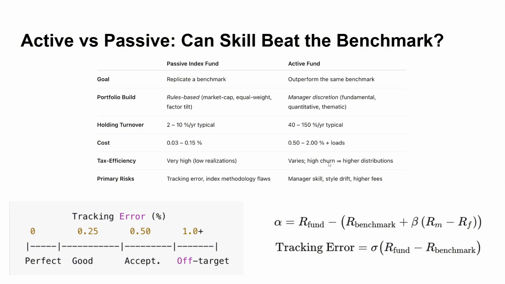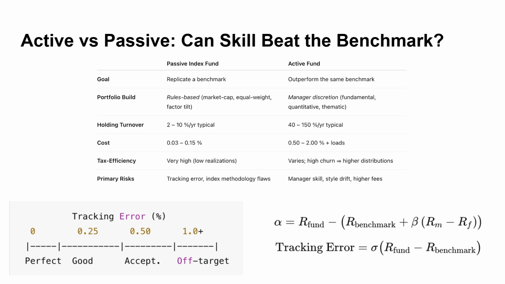Active versus passive. Can skill beat the benchmark? A passive index fund is a rulebook, not people. It follows a transparent methodology, usually market-cap weighting. So if Apple is 6% of the S&P 500, it's 6% of the fund. Turnover is minimal and costs hover near zero. Because trades happen mostly during quarterly rebalancing, taxable distributions are tiny.